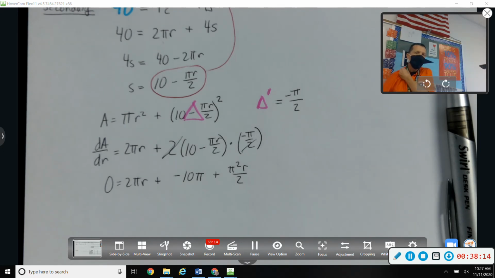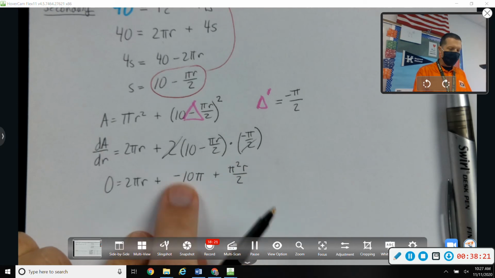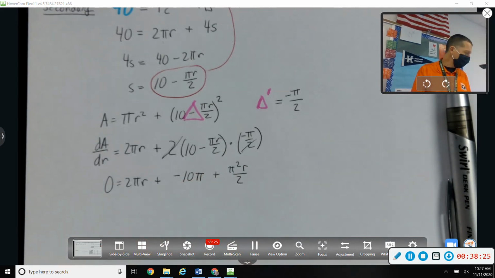By the way, if you had done the algebra stuff at the front end and then taken the derivative, you should end up right here. So either way, you should get there. Alright, how in the world do we set that equal to 0? Well, it's set equal to 0. There's an r and there's an r.